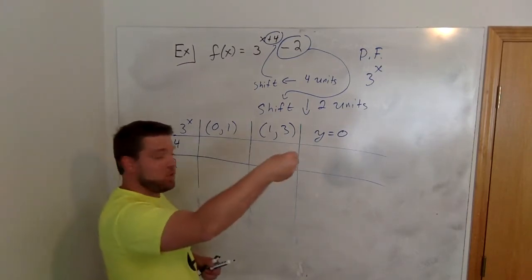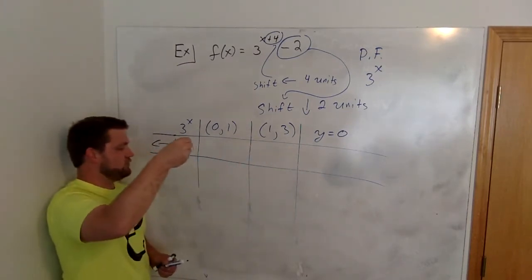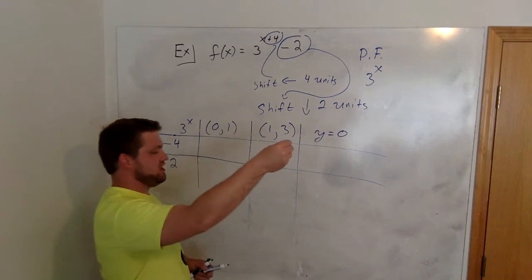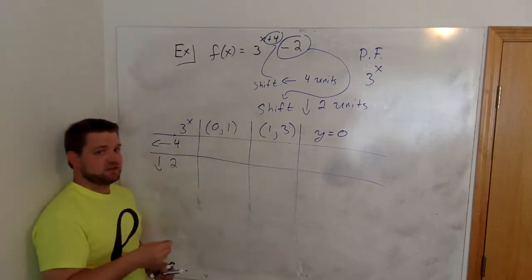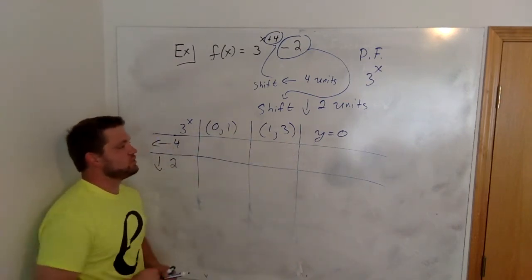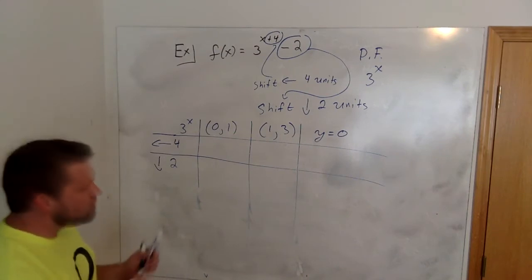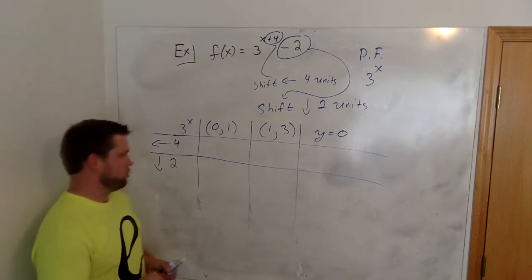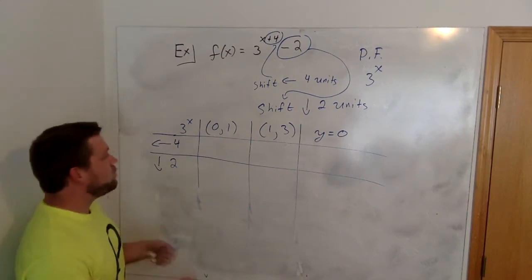So think about it. If you have a point and you move it this way 4 units and down 2, that'd be the same as you moving it down 2 and to the left 4 units. So the order in which you do these will not matter. We'll talk about some transformations where we do need to be careful about order.